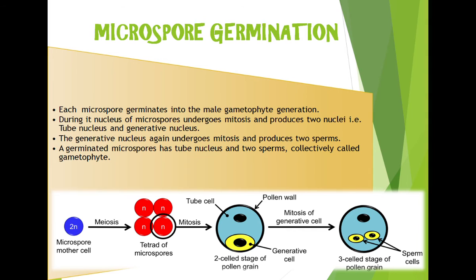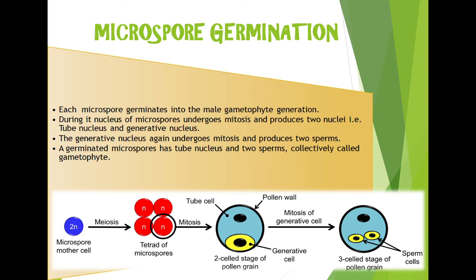उन माइक्रोस्पोर्स को हम पोलन ग्रेन्स भी कहते हैं और ये पोलन ग्रेन्स कहाँ प्रोड्यूस होते हैं? इन एंथर्स में. The anthers, which is a part of the dendrobium. अच्छा, during this, the nucleus of microspore undergoes mitosis and produces two nuclei. ठीक है. एट दिस माइक्रोस्पोर कौन कौन से न्यूक्लियस होते हैं? एक को हम कहते हैं ट्यूब न्यूक्लियस और एक को हम कहते हैं जेनरेटिव न्यूक्लियस.